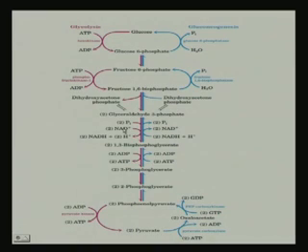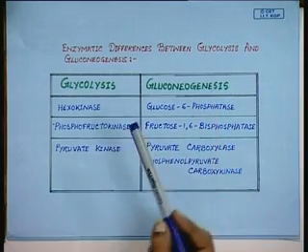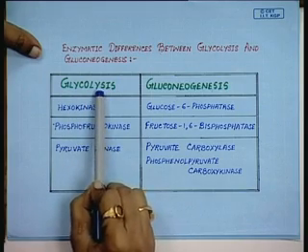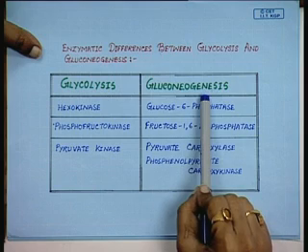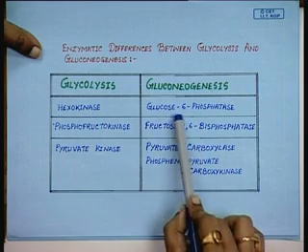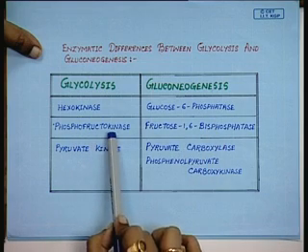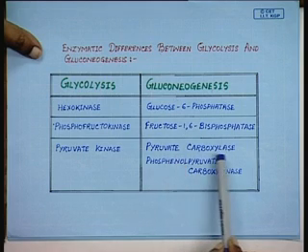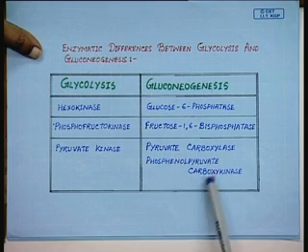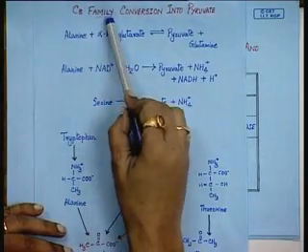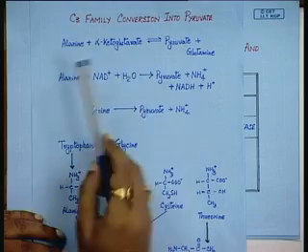Now, if we see the similarities and dissimilarities of glycolysis and gluconeogenesis, we can find that 3 enzymes participating in the glycolysis process are different from those of gluconeogenesis. Hexokinase in the glycolytic process, here glucose 6 phosphatase. Phosphofructokinase, fructose 1,6 bisphosphatase, and pyruvate kinase, here pyruvate carboxylase or phosphoenol pyruvate carboxykinase. These are the enzymes.